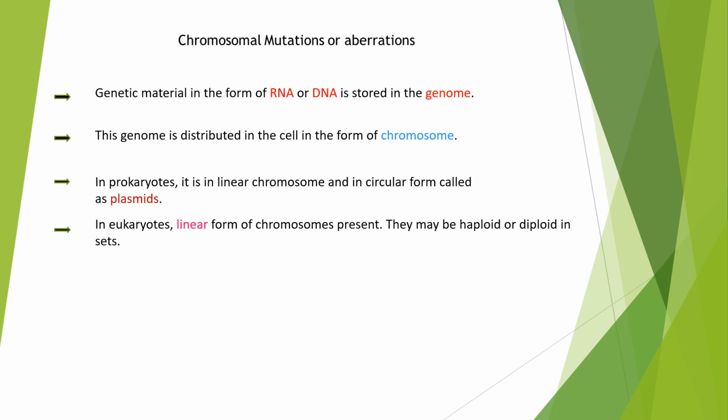In prokaryotes, it is in linear form as well as in circular form. Now, when it is present in circular form, we call it plasmids. On the other hand, in eukaryotes, we will find the linear form of chromosome. This chromosome is present in sets, haploid and diploid. Haploid means half set of a chromosome and diploid means two sets of chromosomes.